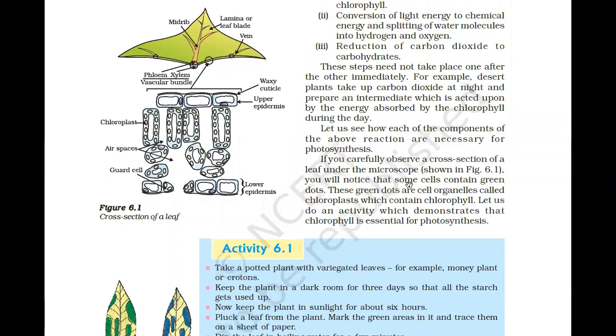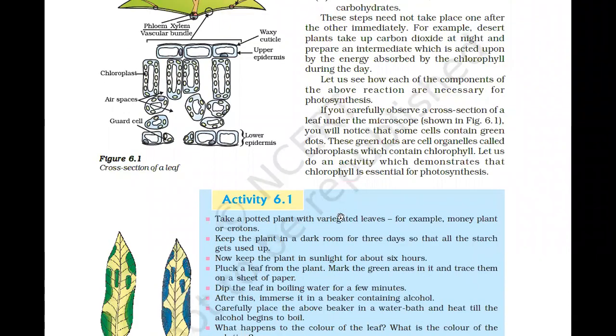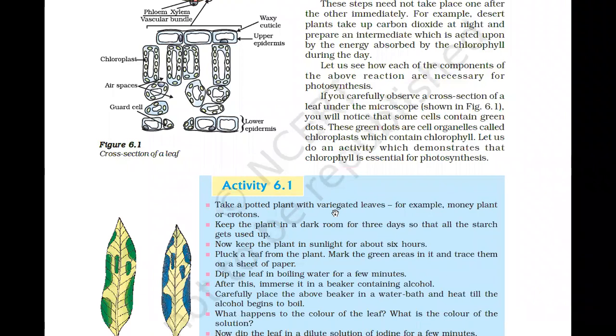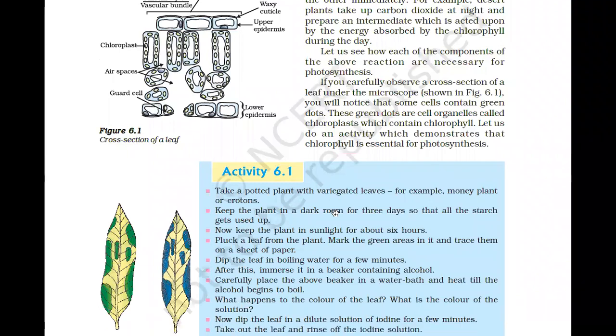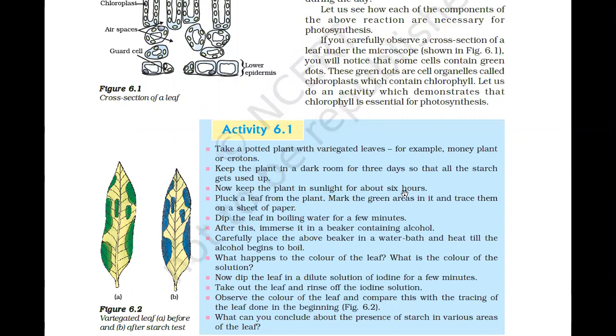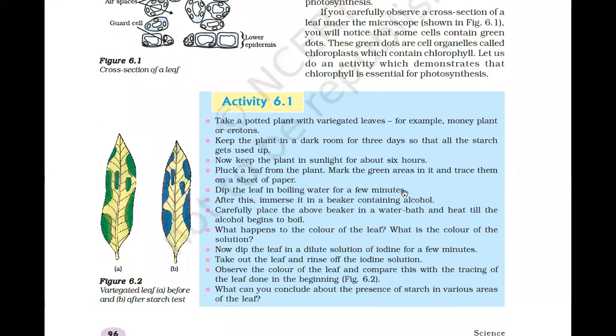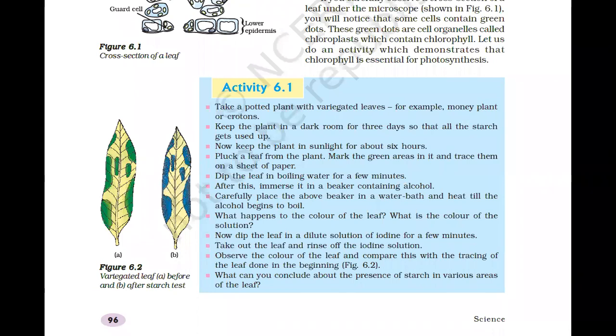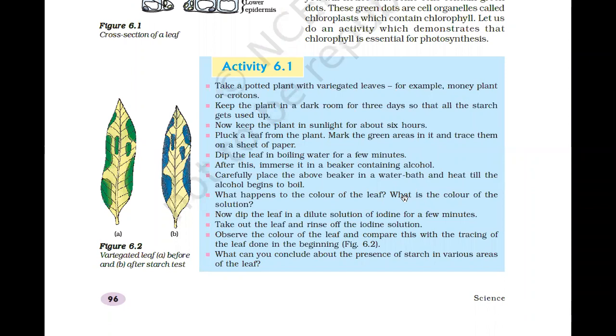Let us see how each of the components of the above reaction are necessary for photosynthesis. If you carefully observe a cross-section of a leaf under the microscope, you will notice that some cells contain green dots. These green dots are cell organelles called chloroplasts, which contain chlorophyll. Let us do an activity which demonstrates that chlorophyll is essential for photosynthesis. Activity 6.1. Take a potted plant with variegated leaves, for example, money plant or crotons. Keep the plant in a dark room for 3 days so that all the starch gets used up.